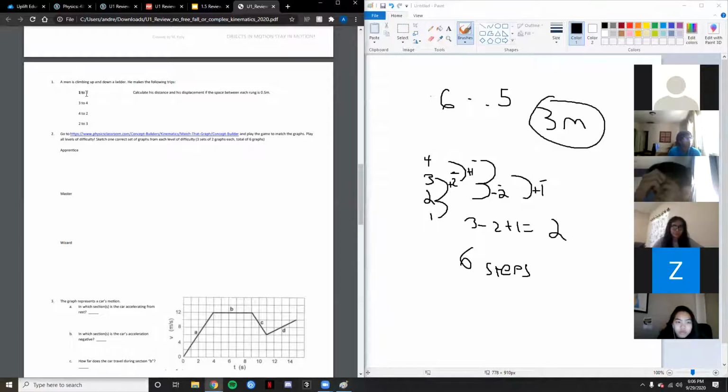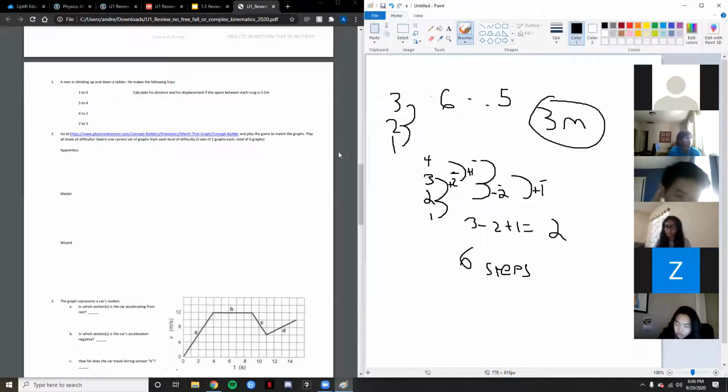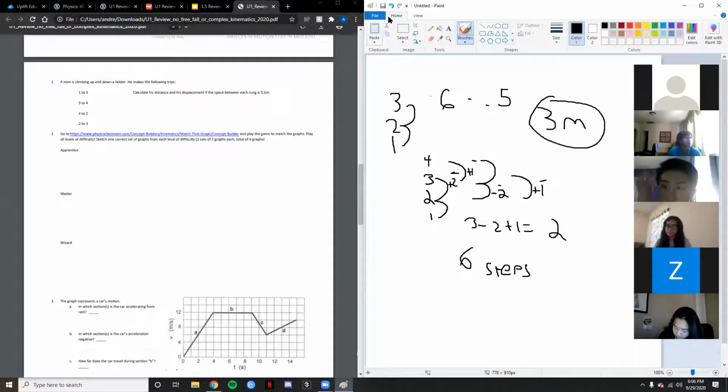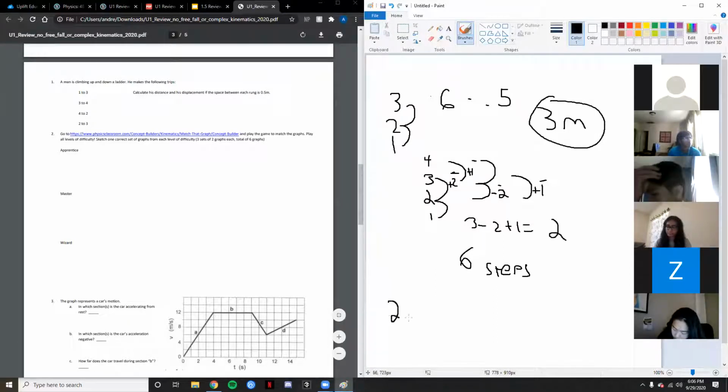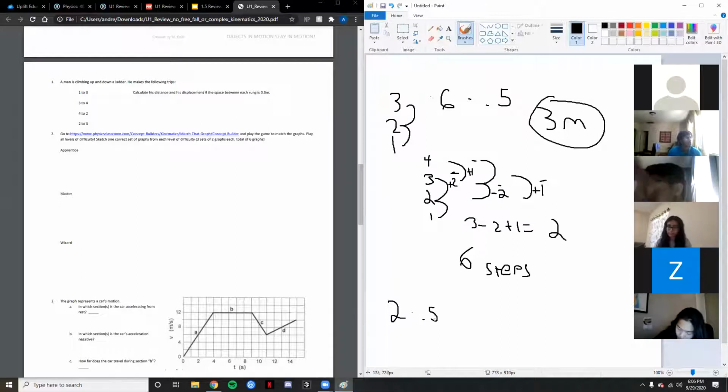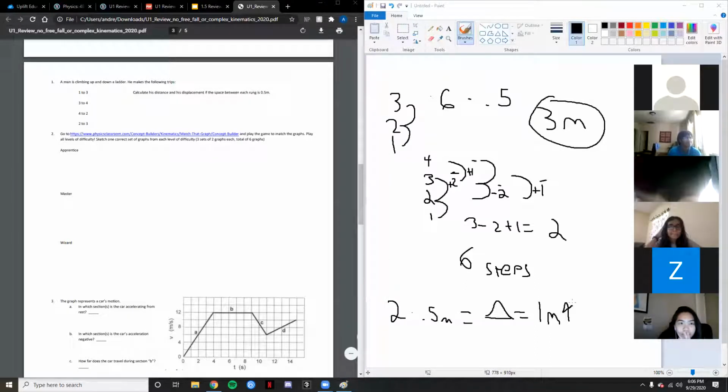Or a simpler way to do this, I just realized this right now. Look at where he started, and then look at where he ended. That's another way to calculate displacement. So he went from 1 to 3. That's 2 steps. And then since each rung is 0.5 meters, you do 2 times 0.5. And his displacement would be 1 meter upwards. Displacement has to have a direction. It's basically a vector.